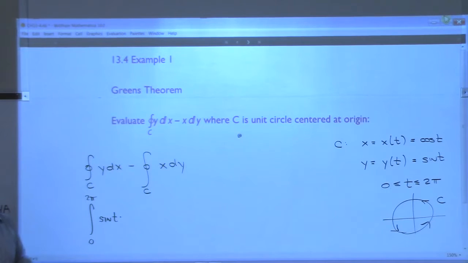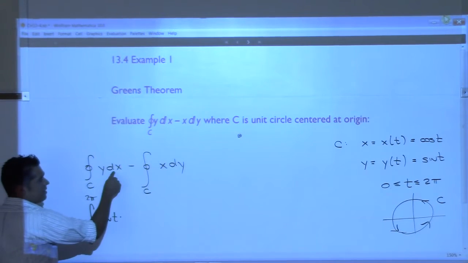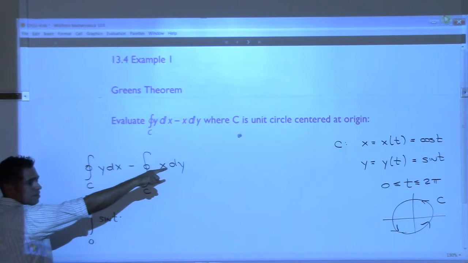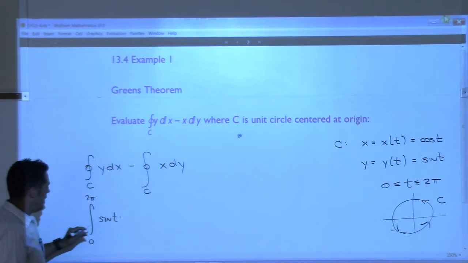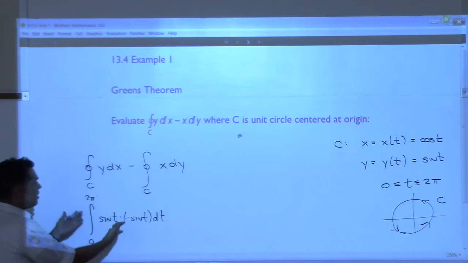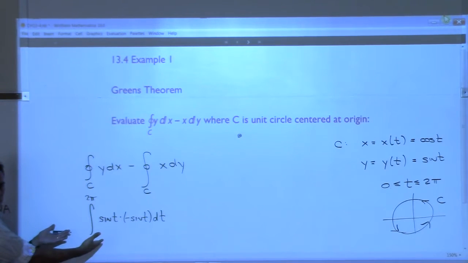Pardon? You see no vectors yet, right? No vectors yet. And then what's dx? dx is the derivative of x. So that's negative sine of t dt. So there's our first integral, right? Everyone understand where that comes from?